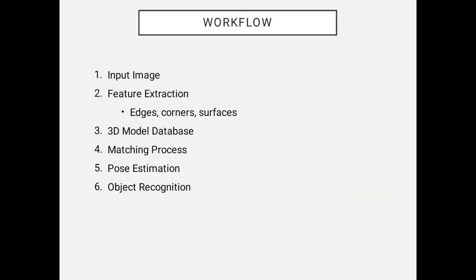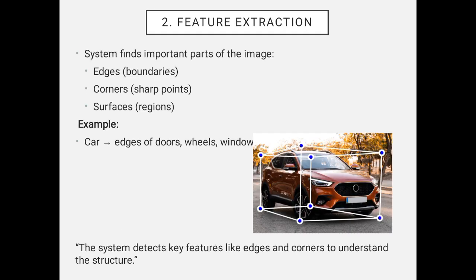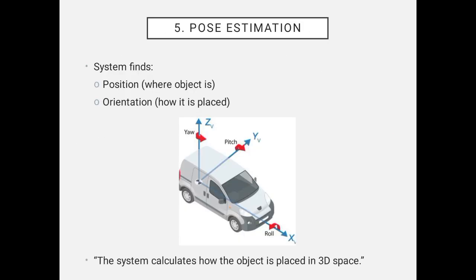We can simply say that first the system takes an input image, then it extracts important features like edges and corners. These features are compared with the stored 3D models. After matching, the system estimates the position and orientation of the object, and finally what the object is. So this is the workflow.